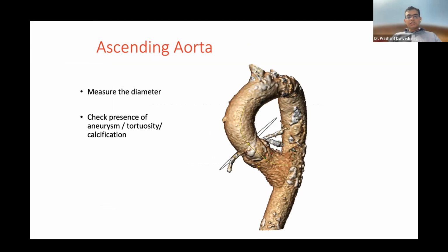Then we also need to check the presence of any aneurysm, tortuosity, and calcification, because these things are important during the negotiation of the valve and to make the trajectory smooth. So that's why we need to understand whether we are going to face any difficulty while going with a valve inside the annulus. If there is any difficulty, we might need to change the strategy with a more stiff wire where we can easily negotiate the valve.